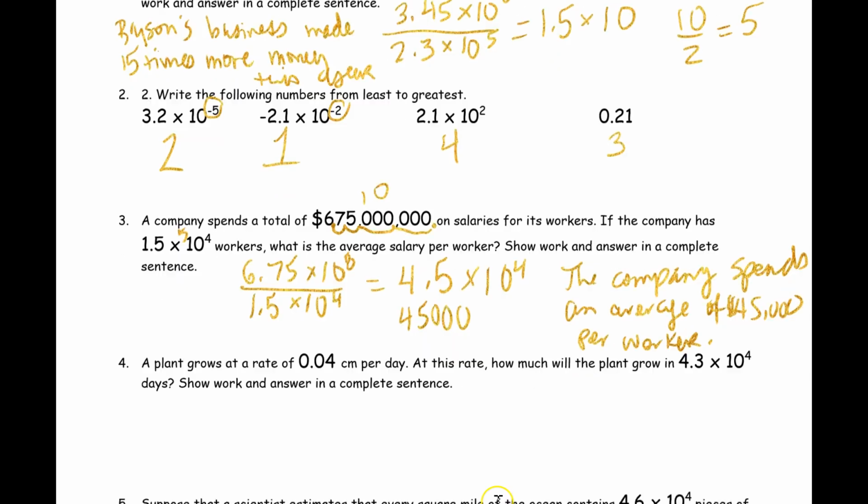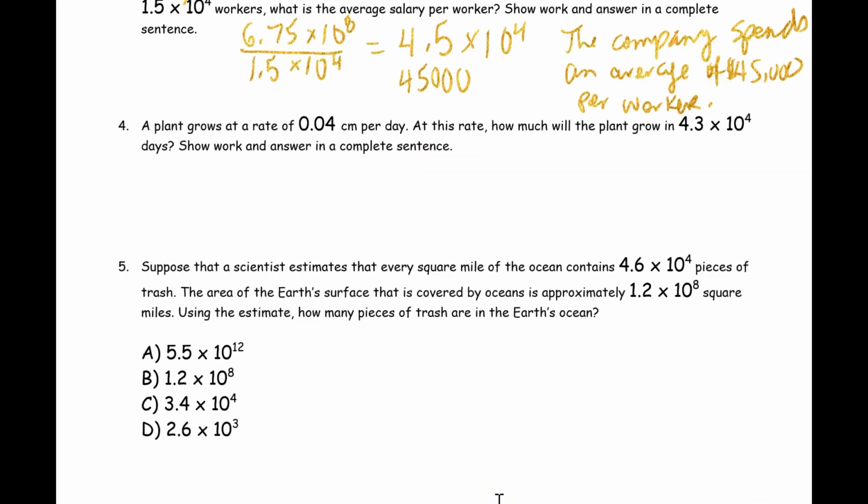All right. So number 4, it says a plant grows. Oh, we got 2 problems left. A plant grows at a rate of 0.04 centimeters per day. At this rate, how much will the plant grow in 4.3 times 10 to the 4th power days? Show your work and answer in a complete sentence. So again, weird numbers to me.